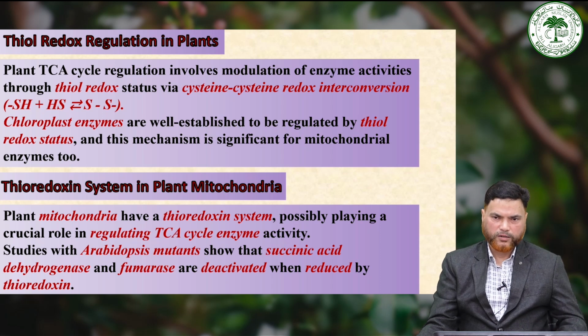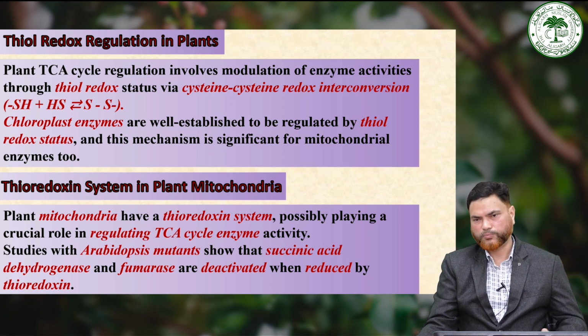The question arises. Now, you see that alpha ketoglutarate dehydrogenase catalyzes the conversion of alpha ketoglutarate to succinyl coenzyme A, generating NADH in the process. So, thiol redox regulation can modulate the activity of alpha ketoglutarate dehydrogenase. Under oxidative conditions, the thiol groups of cysteine residues in this enzyme may be oxidized, leading to decreased enzyme activity. Opposite to it, under reducing conditions, this enzyme is activated, promoting the activity of the TCA cycle.